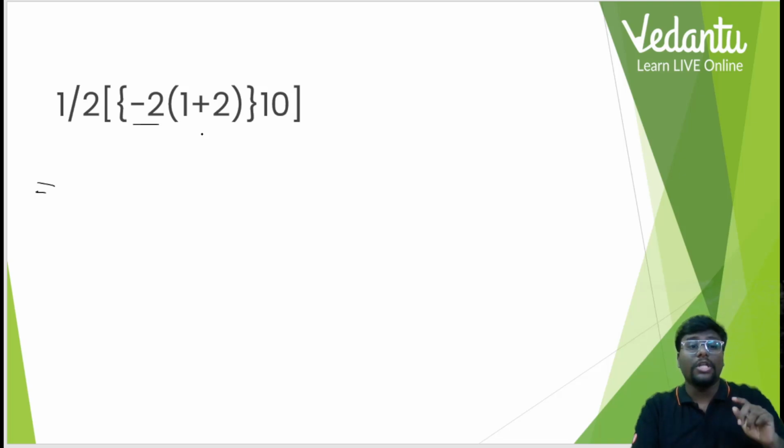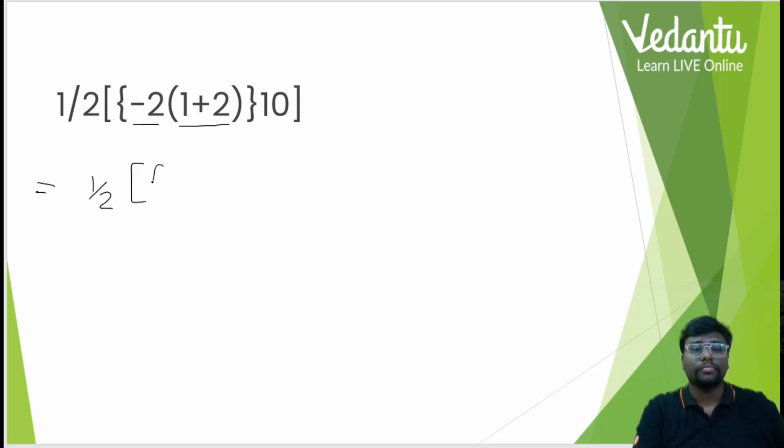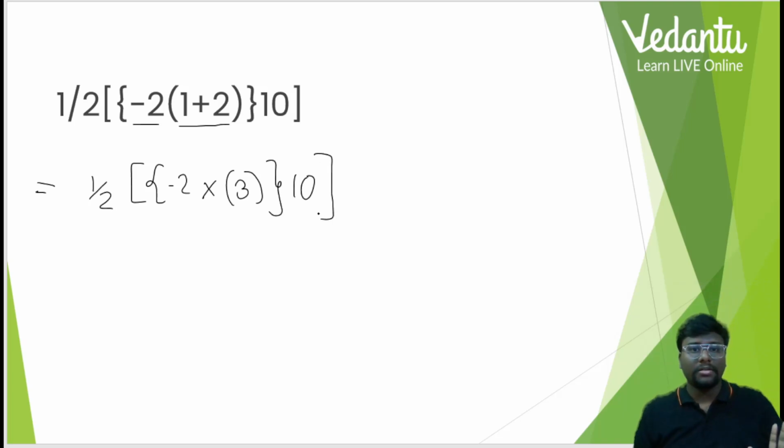This is 1 plus 2, which we'll solve right now. So it's 1 by 2 minus 2 multiplied with 3 and brackets closed, 10 gets over here. Okay, clear? Moving to the next part.